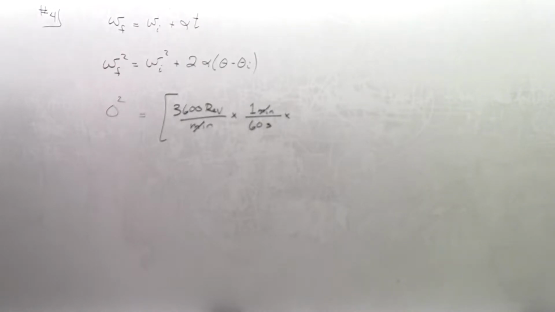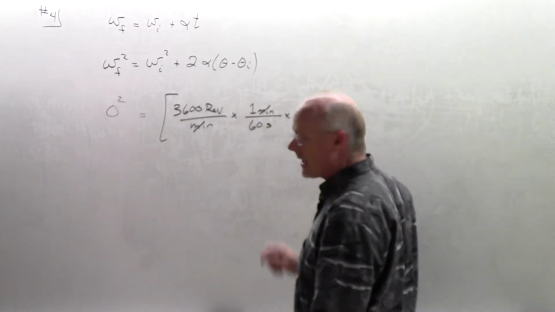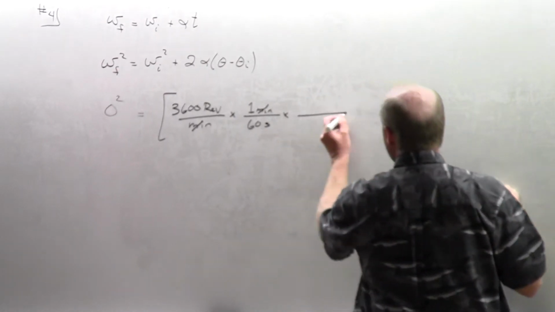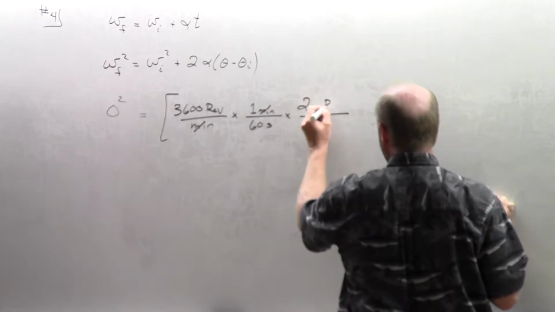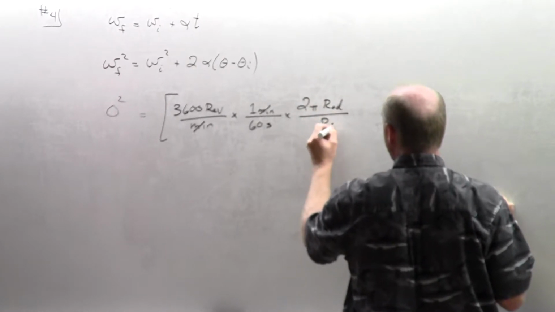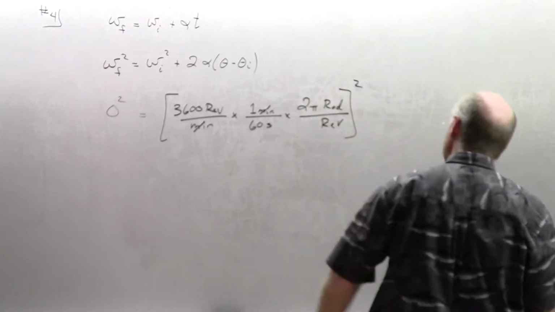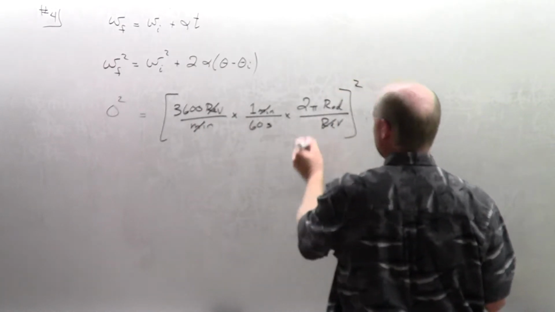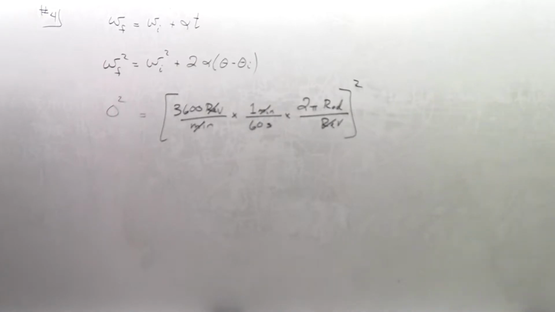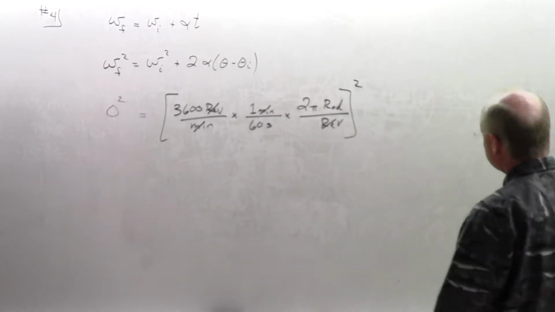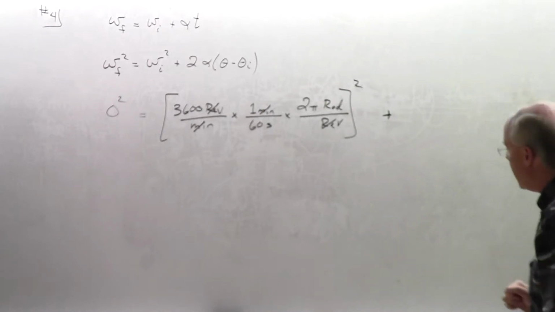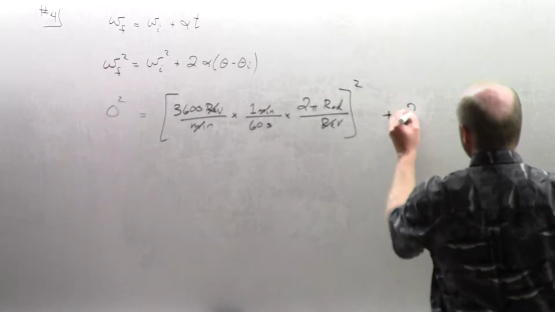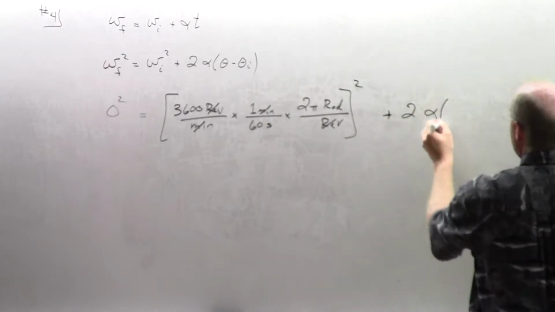So now I would have revolutions per second. And I want radians. So what's the other thing I need to do? Now, remember that 2 pi radians is 1 revolution. So that's what I need to do first here. And that would convert this angular speed into radians per second from revolutions per minute. Then I've got the 2. Now I'm going to solve for alpha.